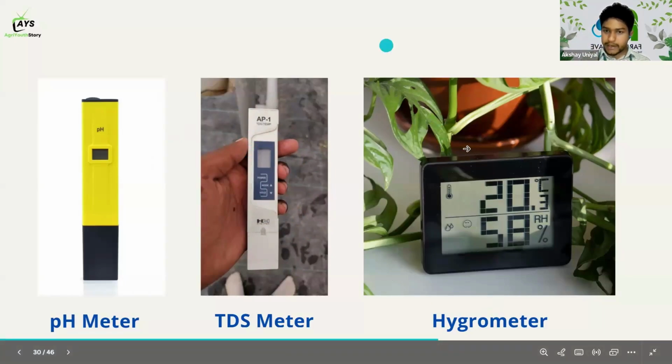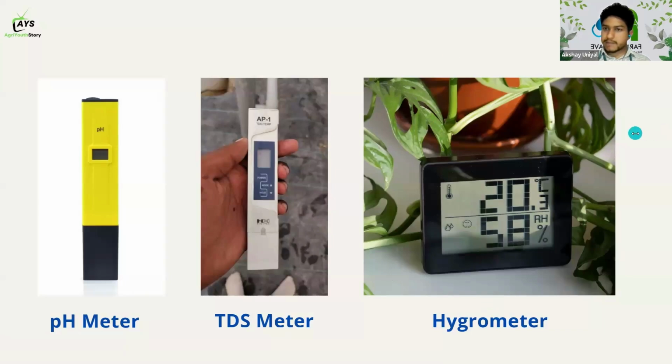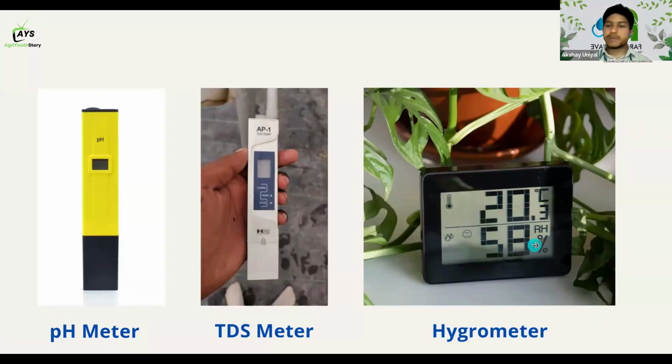Then we have this hygrometer that will be placed inside the polyhouse. It will tell us the current temperature and humidity. This shows 20 degrees Celsius, and it's 58% relative humidity.